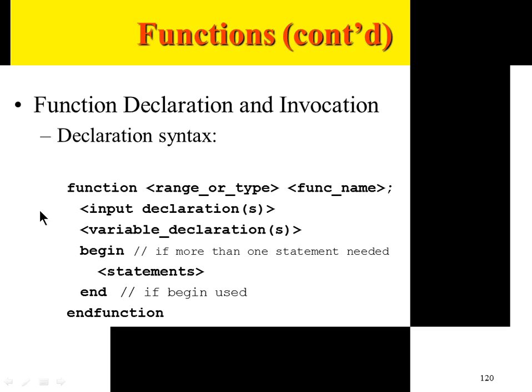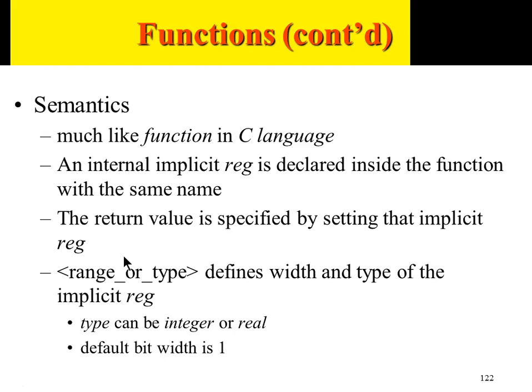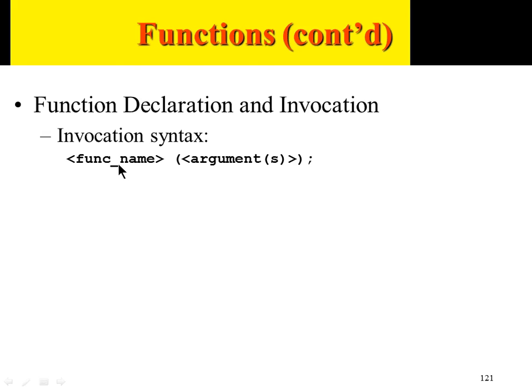This is the LRM syntax for a function. Function, then the name of the function, which will be the value returned back. You can have a range or type: if it has more than one bit, or a data type, you can declare it here. The input and output declarations will happen here. Then begin the function and end the function. In between, you'll have multiple statements and then the endfunction keyword. A function, like a task, can be called with the function name and the required arguments.